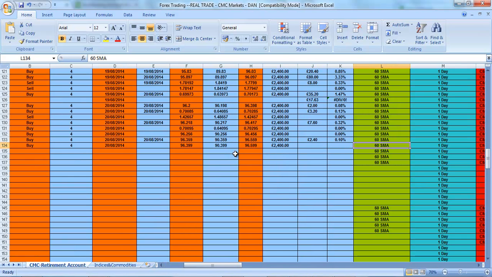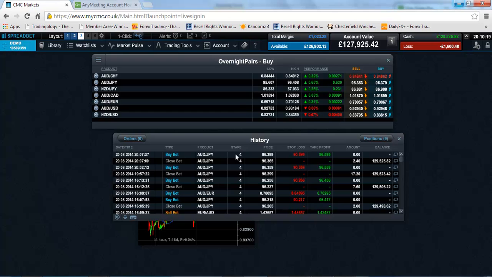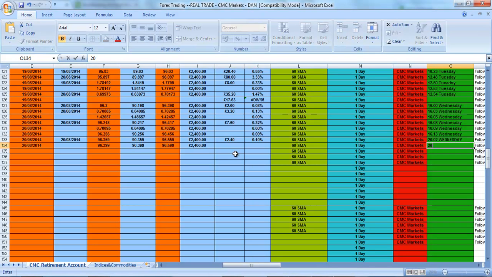And then 60 SMA CMC platform. And then I'll check the time that I entered this one again. I went in at 7:08. So I'll just put in 20.07 and I'll put Wednesday.